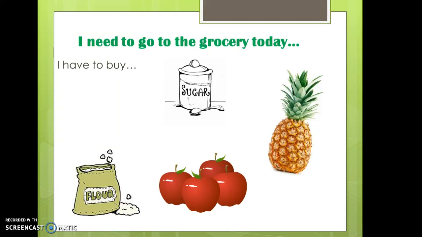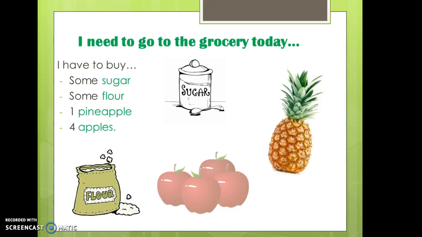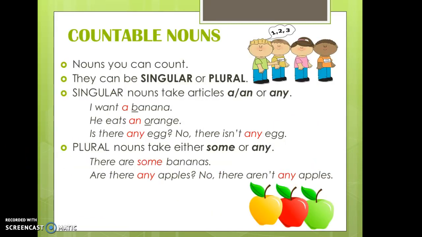I need to go to the grocery today. I have to buy some sugar, some flour, 1 pineapple, and 4 apples. Any idea why I have highlighted these words in green? Let's talk about countable nouns.